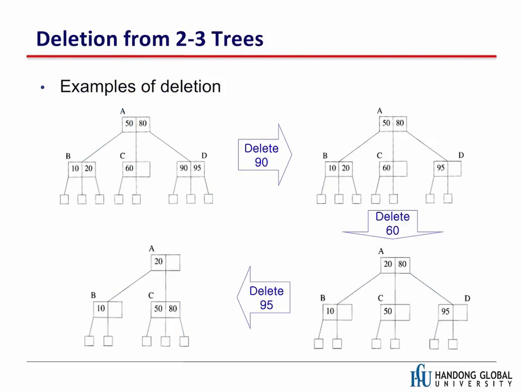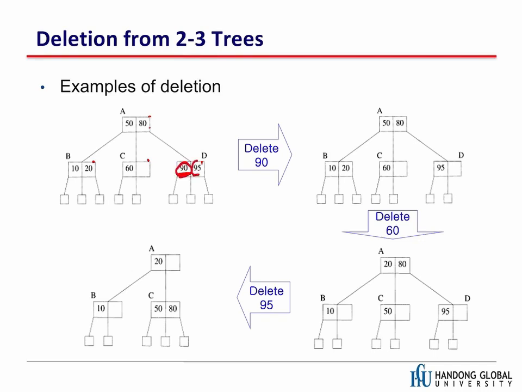Now let's talk about deletions. Okay, deletion is also simple compared to the AVL trees. So we have 3 node, and 3 node, and 2 node, and 3 node. And we delete 90. Basically, when we delete, we have to search first. Where is the 90? Okay, so 90 is larger than 80, and we have 90. So we found it. Then we delete this one.